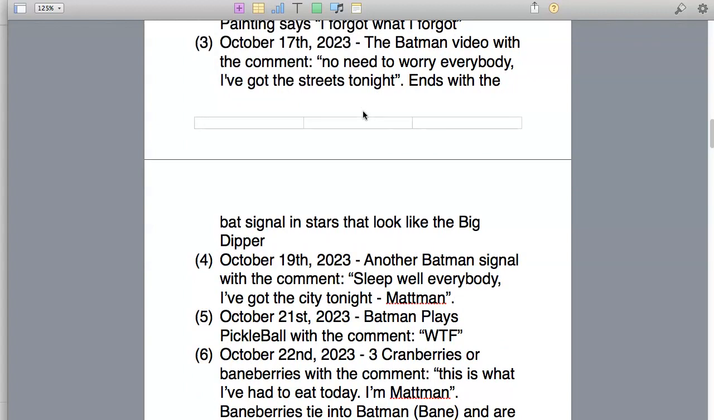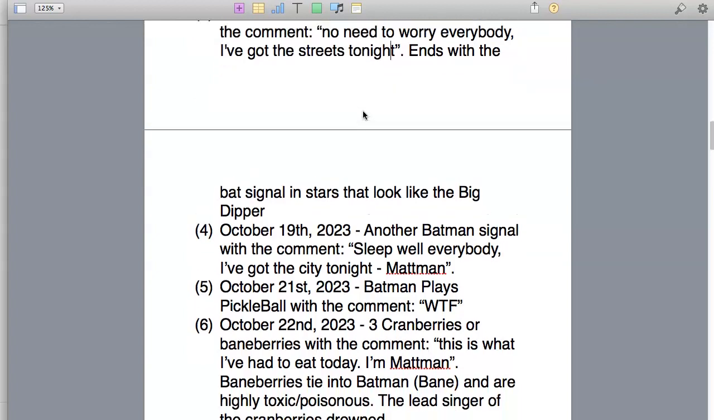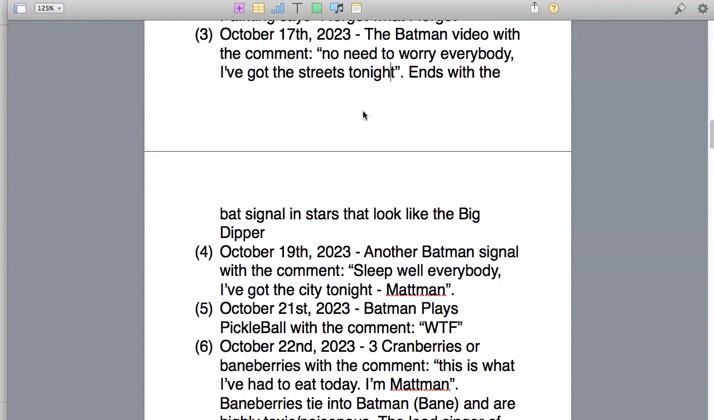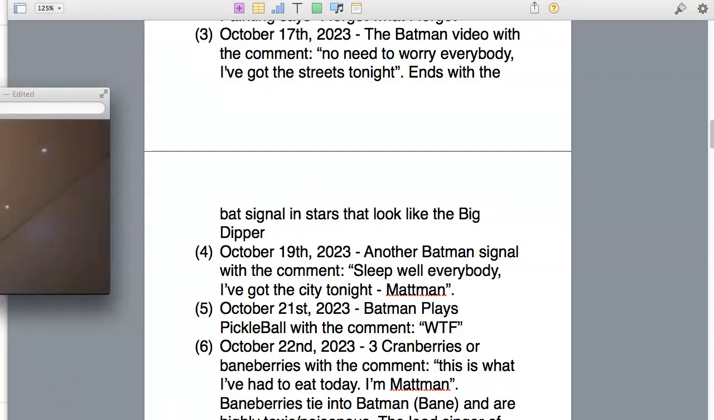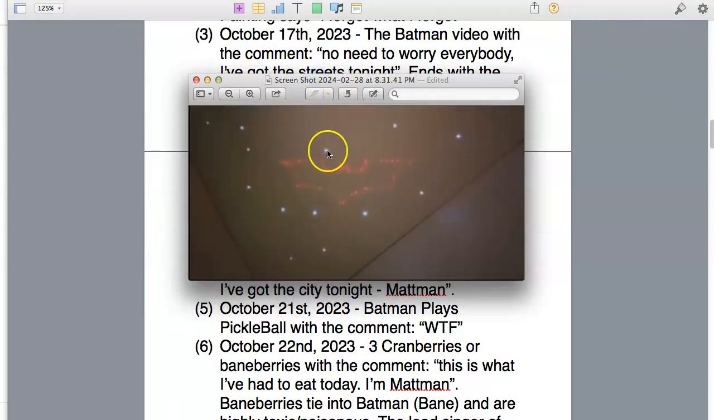The Batman video with the comment, "No need to worry, everybody. I've got the streets tonight." Ends with the bat signal in stars that look like the Big Dipper. This is the theater video, and I won't play the whole thing. I'll just bring up the very end where he kind of mysteriously pans through the whole room and then walks up to this corner of his ceiling, and he shows this bat symbol with the stars above it.